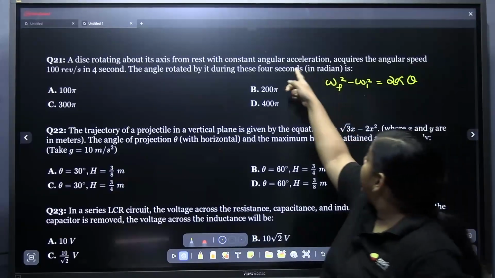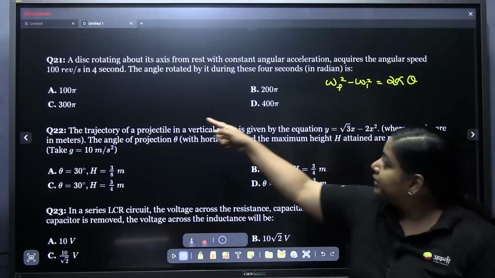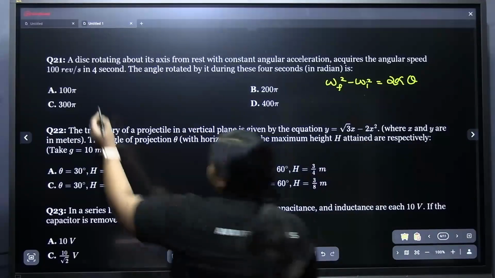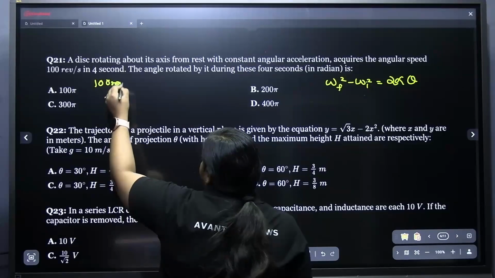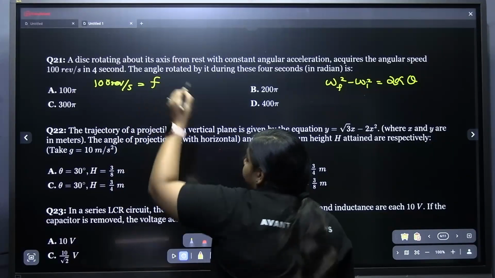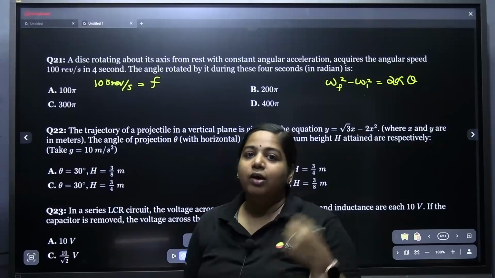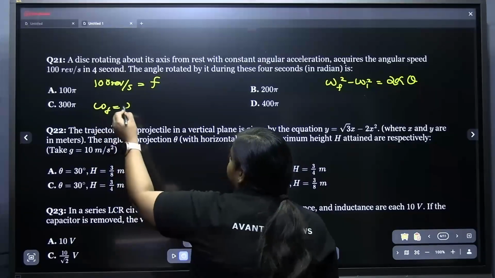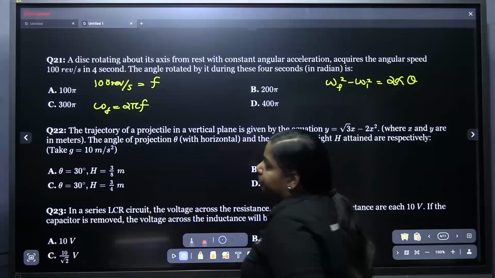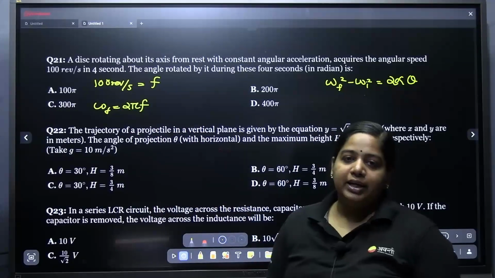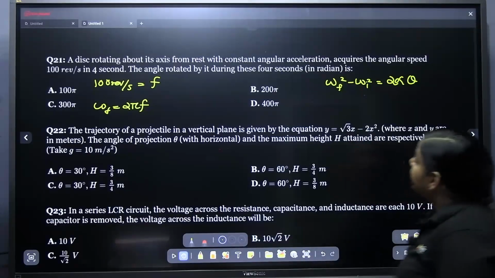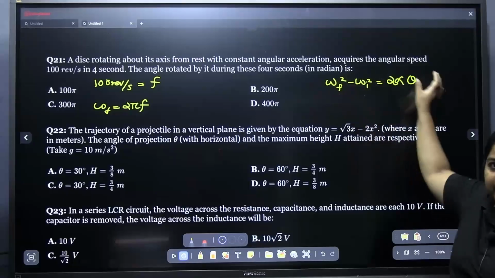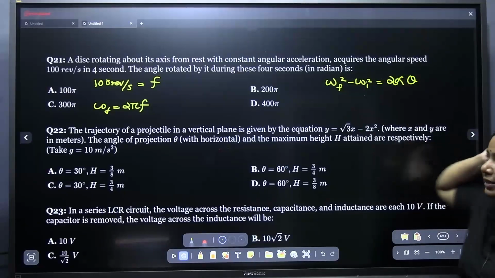Here the maximum angular speed is said to be 100 revolutions per second. This 100 revolutions per second is actually frequency, the number of rotations per second. So omega f is equal to 2 pi f, and you can find the final omega. Initial omega is 0, so you can directly substitute it.